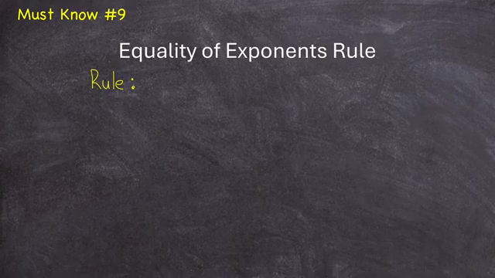So for example, what if we have a to the power of m equal to a to the power of n? Because these powers have the same base, the only way they could be equal to each other is if the exponents are also equal to each other. Which means if a to the m is equal to a to the n, we would know that m has to be equal to n.